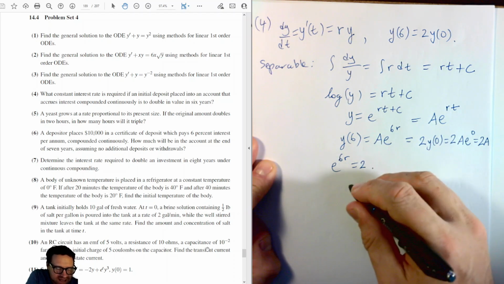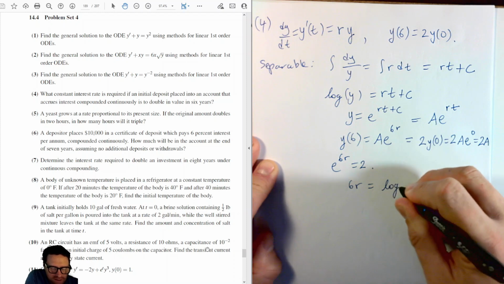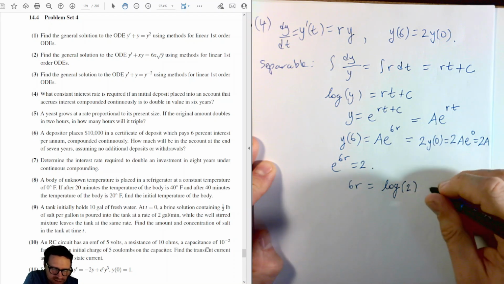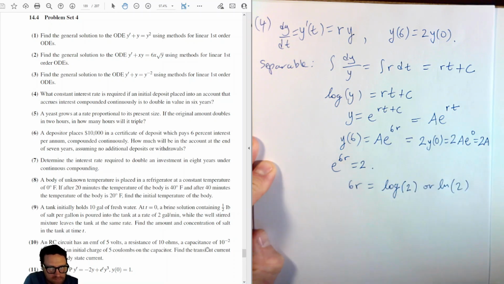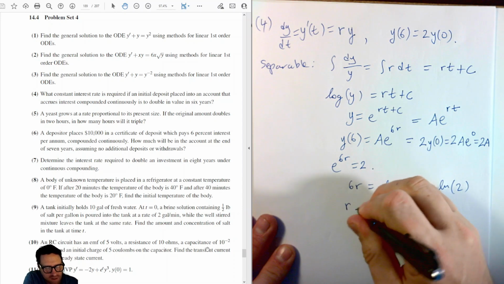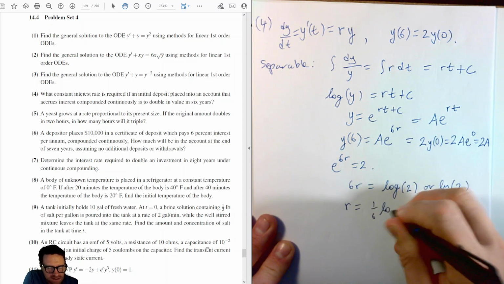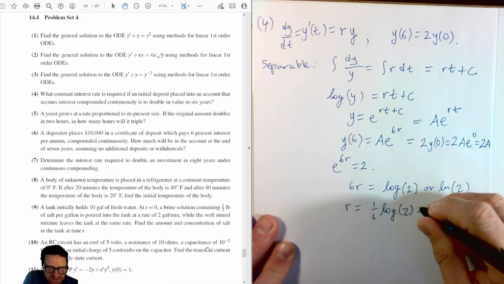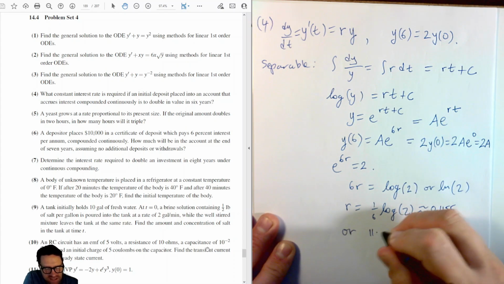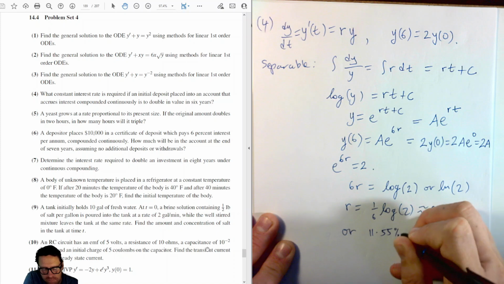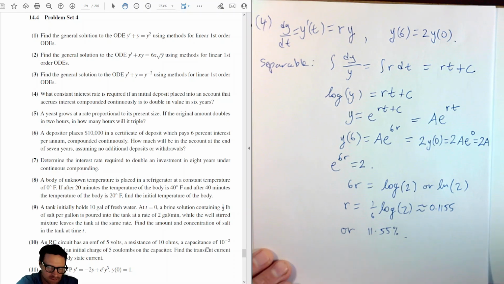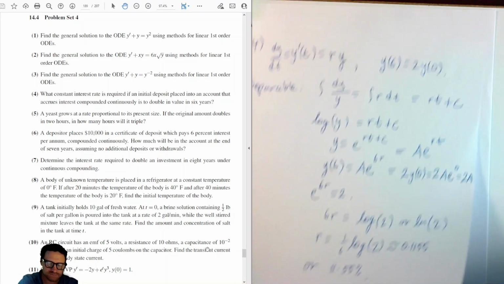Okay, fine. So now let's solve this equation for r. So what we have then is that 6r is equal to the natural log of 2, but you could write this ln. Okay, and so we just want to divide throughout by 6, and so we have r is equal to 1/6 natural log of 2, and this is approximately 0.1155, or we could say this is 11.5%, compounding continuously. Okay, let's move on to question 5.